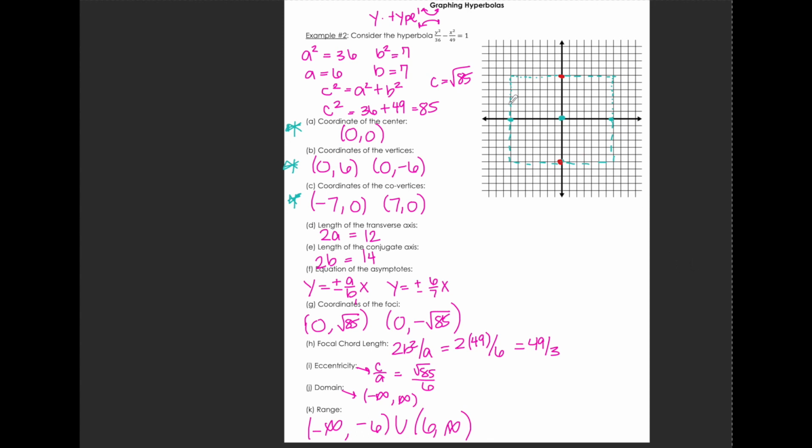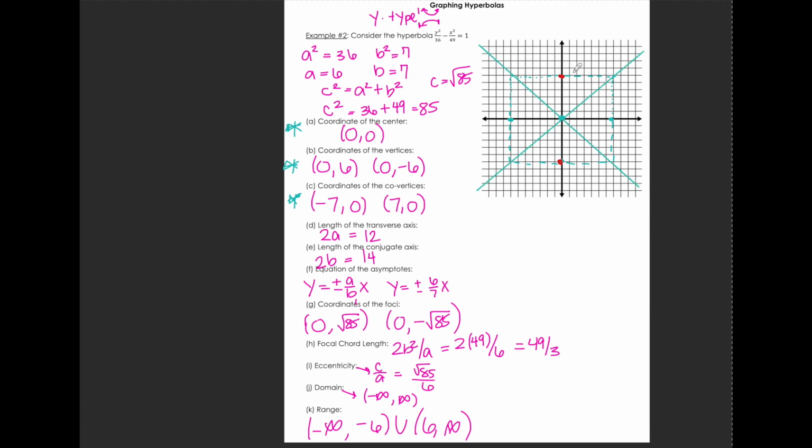So rather than counting boxes to now graph these asymptotes, I can just draw a line through the center and through each of the corners of this rectangle, and that will give me those asymptotes that I'm looking for. So I'm going to sketch those in with a solid line. Just keep in mind, normally we would be graphing asymptotes as dotted lines. It's just easier for me with the tool that I'm using to graph them in solid lines.